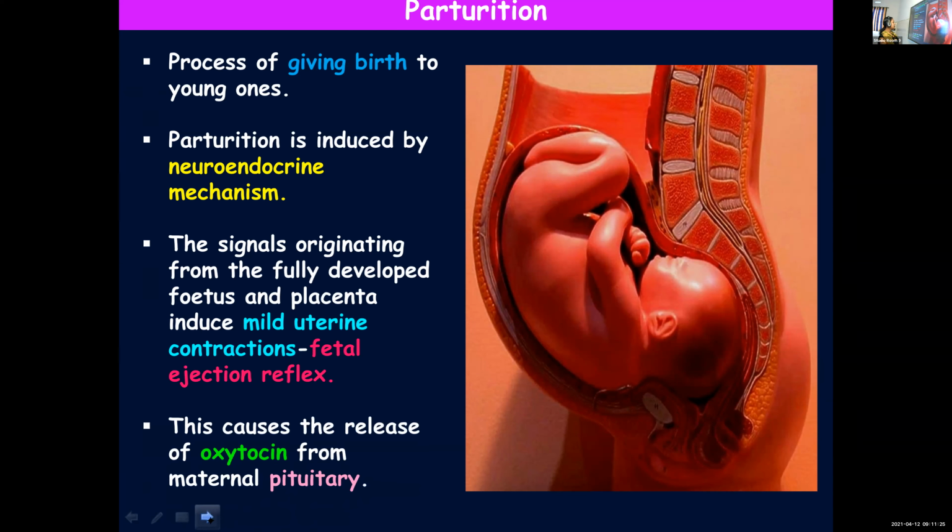this causes the release of oxytocin from the maternal pituitary. Last year you learned that oxytocin is a hormone released from the maternal pituitary, which plays a very important role in parturition. So once again, from the fully developed fetus and placenta, mild uterine signals will arise, and in response to the signals, mild uterine contractions will take place, and the uterine contractions will result in the release of oxytocin hormone from the pituitary of the mother.